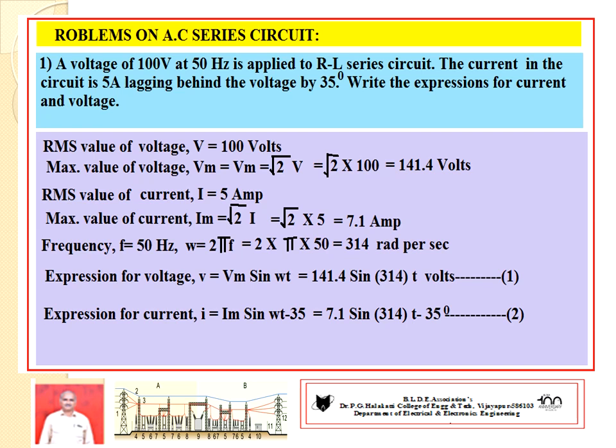A voltage of 100 volts at 50 Hz is applied to a RL series circuit. The current in the circuit is 5 ampere lagging behind the voltage by 35 degree. Write the expressions for current and voltage. Point number 1. Given AC circuit is RL, then I must know the impedance and voltage and current expressions.